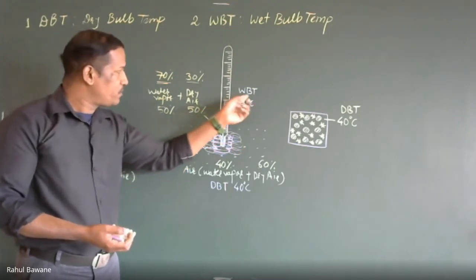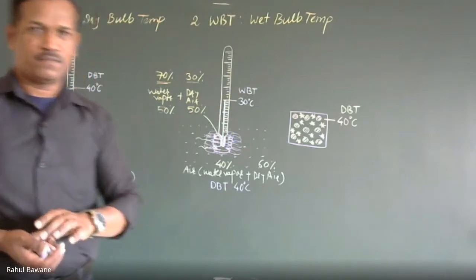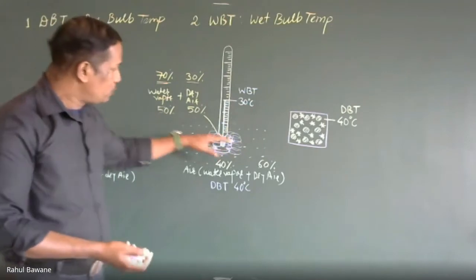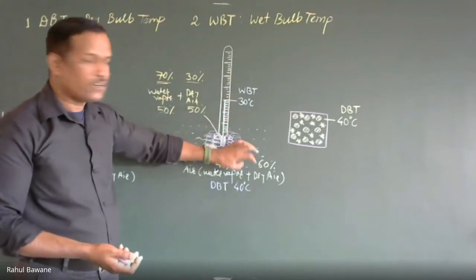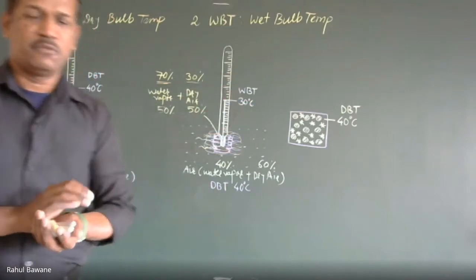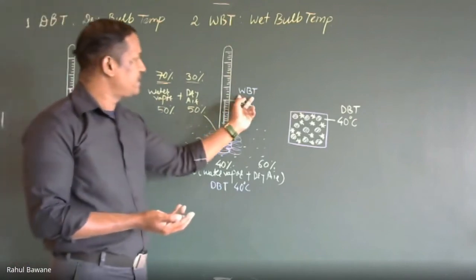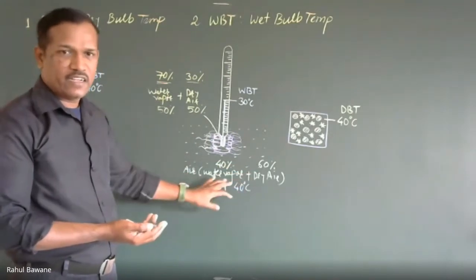At that time, whatever be the Wbt, it is showing saturation temperature. So saturated air temperature will be Wbt. So the content of moisture in air, accordingly Wbt will react. Accordingly we get a Wbt temperature. So the significance of using Wbt is that it is relating with your humidity content in air.